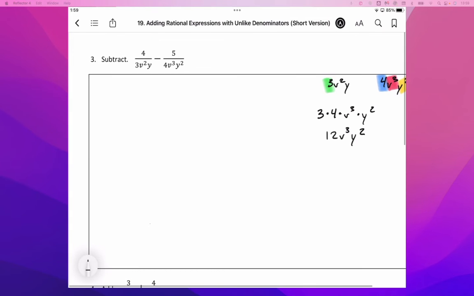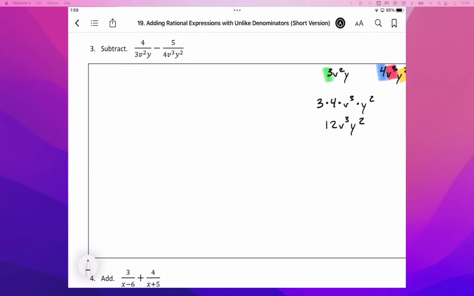That's our common denominator. And so we need to convert. We need to also recognize that this is subtraction, so we've got to do something with that nasty minus sign later. We got to take our fractions and do what we need to do to create a common denominator. That common denominator needs to be 12v cubed y squared. So we need to figure out what we need to multiply by to do that.